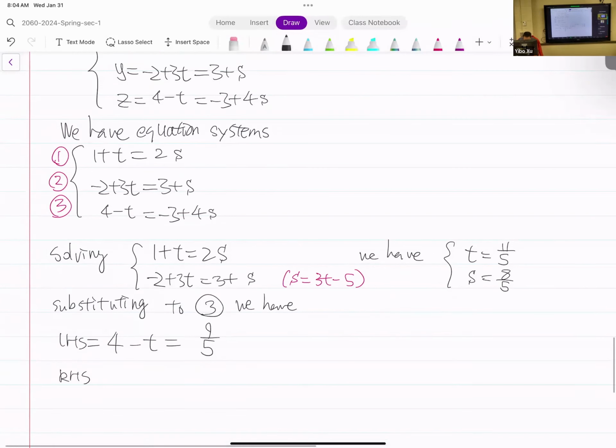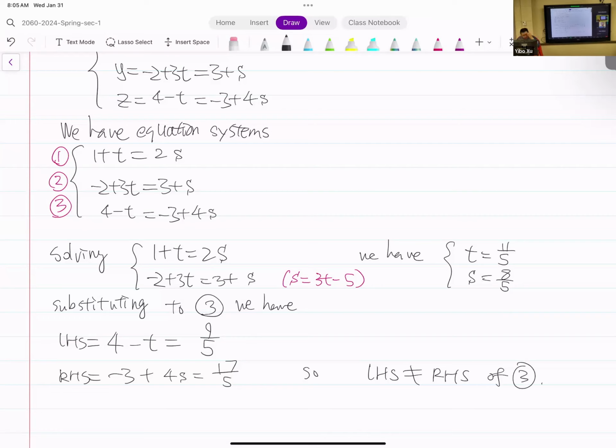Now the right hand side is negative 3 plus 4s. So 4s is 32 over 5, and then you minus 3. That's 17 over 5. So the left hand side does not equal the right hand side of equation 3. Okay, so this tells you what?